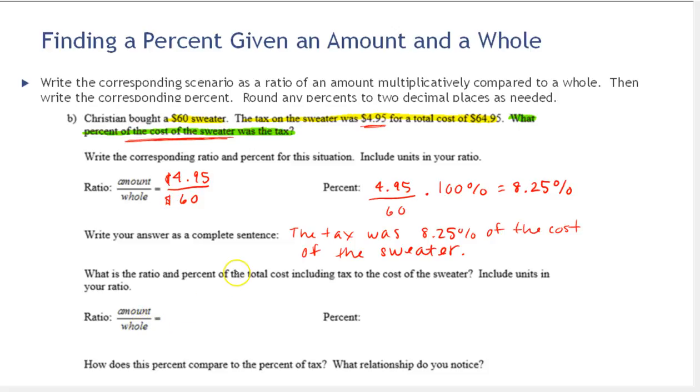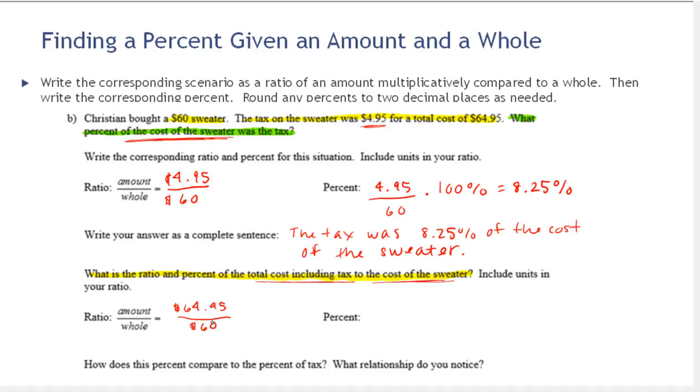So now, let me get the highlighter. Ratio and percent of the total cost including tax to the cost of the sweater. So the total cost including tax to the cost of the sweater. So it's a ratio of the total to the cost without tax. So we have $64.95 over the cost of the sweater.